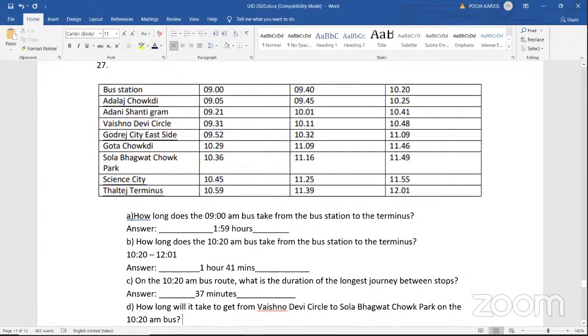Okay. Next is, how long will it take to get from Vaishno Devi Circle to Sola Bhagat Chowk Park on the 10:20 AM bus? One hour, one minute. Vaishno Devi Circle is 10:48. Oh, it's 10:40. Okay. To Sola Bhagat. Yeah, 1 hour, 1 minute. Correct. So Vaishno Devi Circle is at 10:48. After it leaves, it reaches Sola Bhagat Chowk Park at 11:49. 10:48 to 11:48, 1 hour, then extra 1 minute, 1 hour, 1 minute.